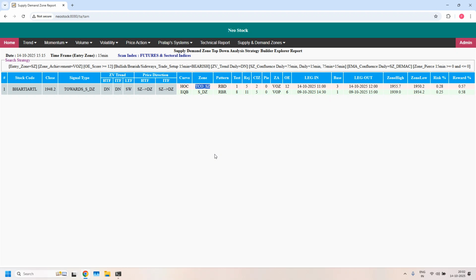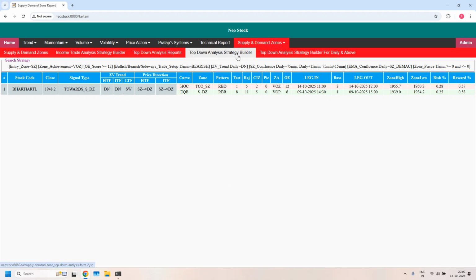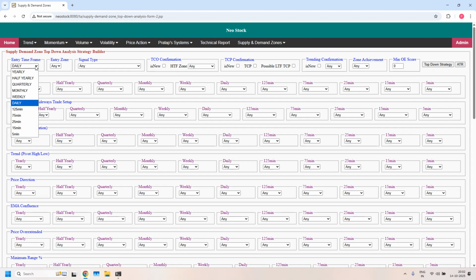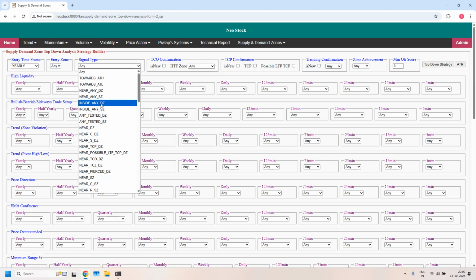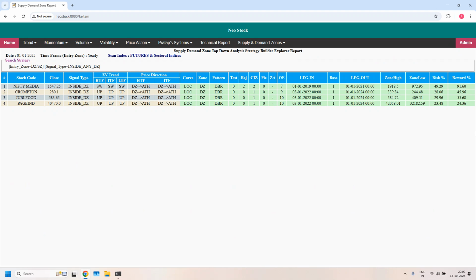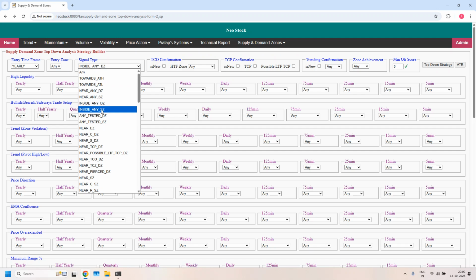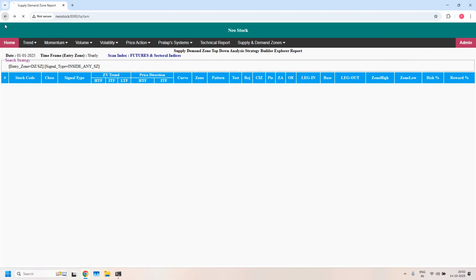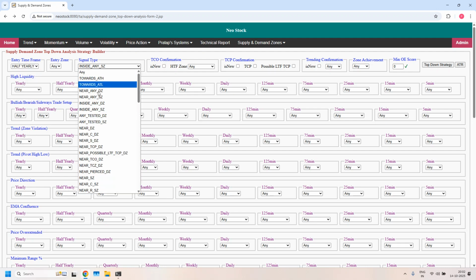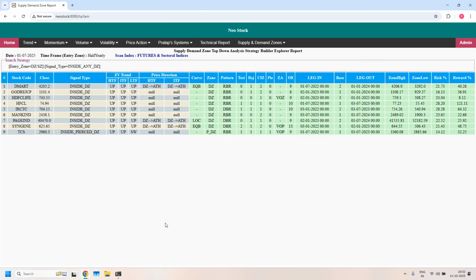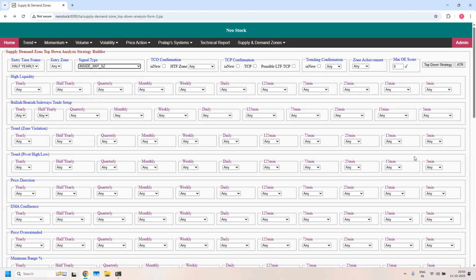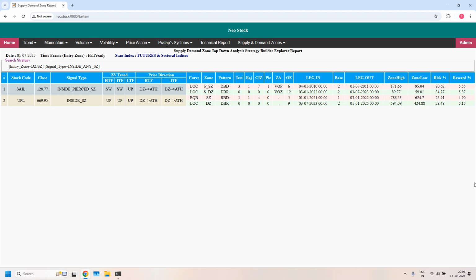So this is about all the income trades, all the 3 income trades. Next, I will find stocks near demand and supply zones. Yearly time frame, price closed inside yearly demand zone, we got 4 stocks. Next, price closed inside the yearly supply zone, no stocks. Next, half yearly time frame, price closed inside half yearly demand zone, we got 9 stocks. Next, price closed inside half yearly supply zone, we got 2 stocks.